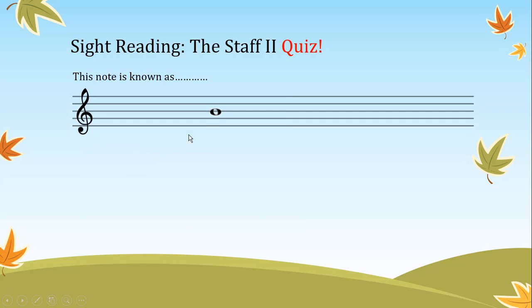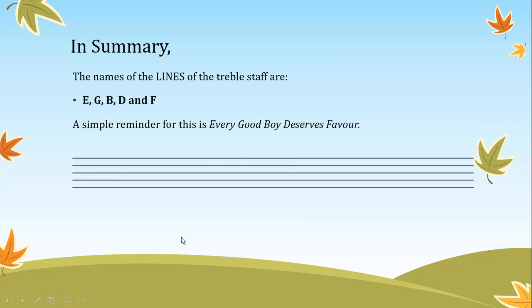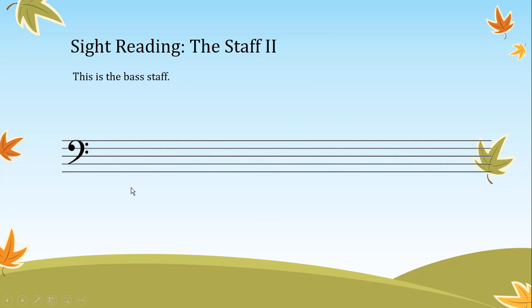Okay, how about this one? We have another one here. So what's the first thing we do? We have to check the clef. Is it the treble clef? Yes, this is the treble clef. What's the next thing we do? Let's check if the note head is on a line or space. This one is on a line. So let's go ahead and use the reminders for the lines, and this will go, every good boy. So that note head is on the line that is labeled as boy. In other words, the name of this note is B. Okay, it's that simple. In summary, the lines of the treble staff will go, every good boy deserves favor, and the ones for spaces, treble staff spaces, will go Father Abraham cooks eggs.